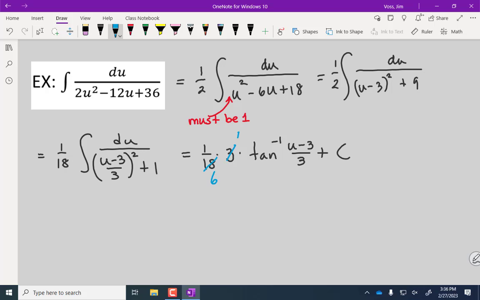No, you had an 18. I didn't simplify. Oh, you didn't. You had a 3 on it. Yeah, okay.